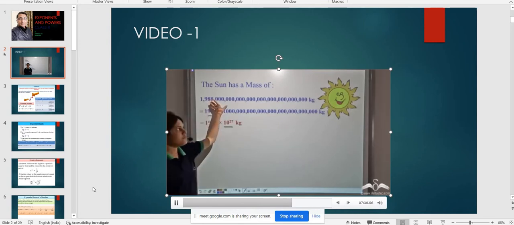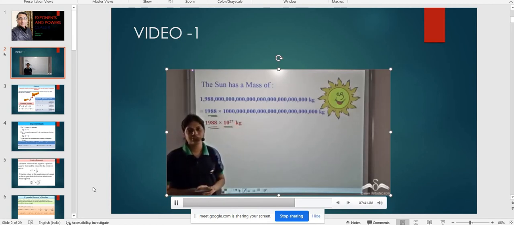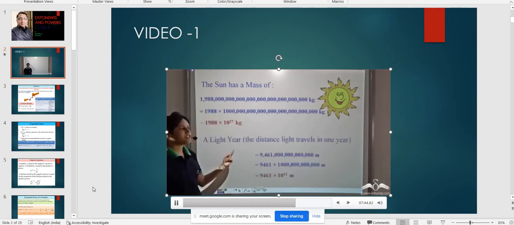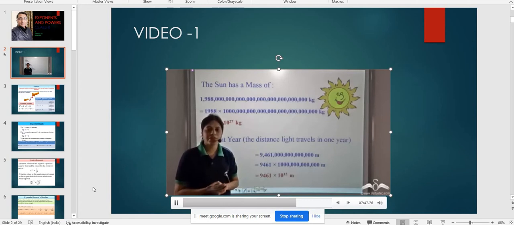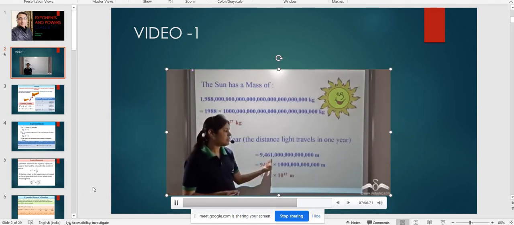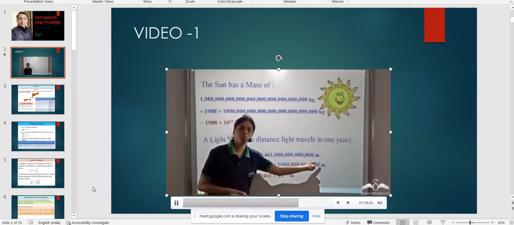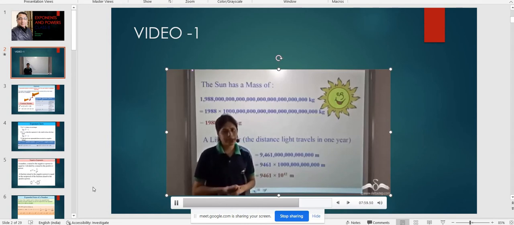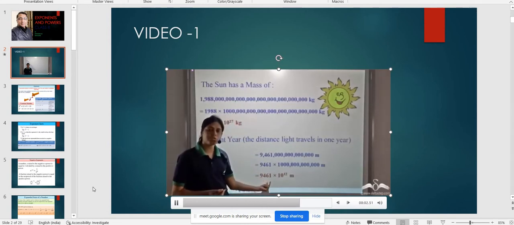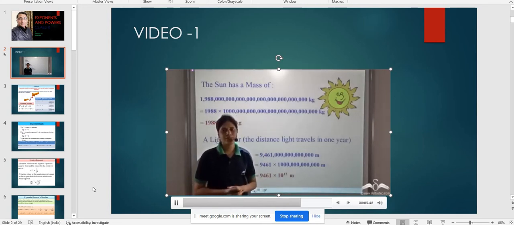So the mass of the sun, which is this huge number, can be represented in a short form using exponents like this: 1988 into 10 to the power 27 kgs. For instance, a light year, which is the distance light travels in 1 year, is 9461000000000 meters. Now wouldn't it be better if I tell you that it is 9461 into 10 to the power 12 meters? Yes, it is much more convenient. And that is why exponents were introduced.